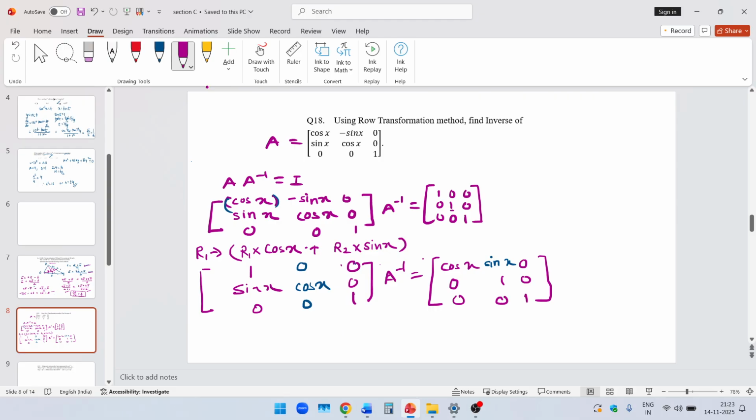Now for the next step, I want to convert this into 0. So for this I will multiply the first row by sin x, and I will subtract it from the second row. So I can write this as r2 minus r1 times sin x. If I do that, I'll write it over here, what I get is sin x minus sin x, so this will become 0, second row.